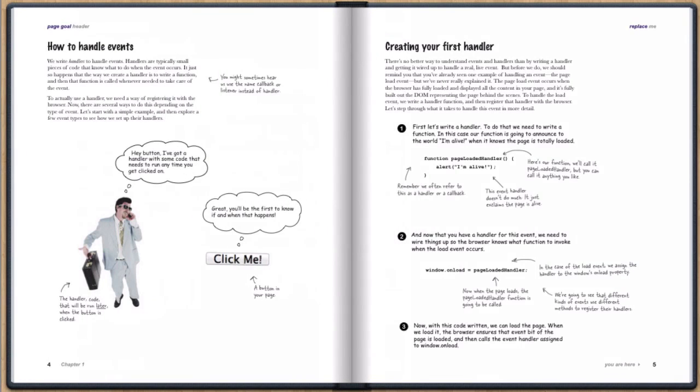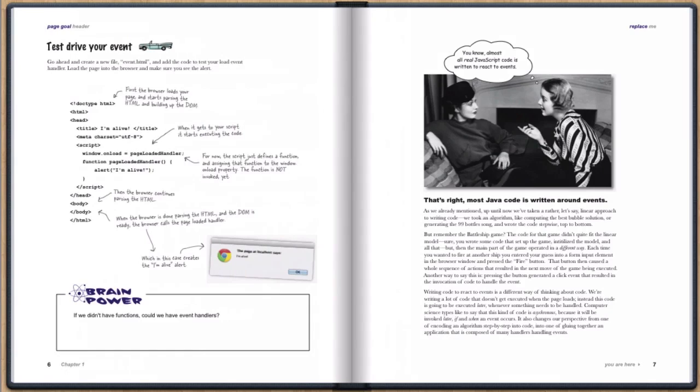Now, the thing to note about events is that a lot of the time, when you write JavaScript code, that code is all about responding to events. That's the case whether you're writing code for the browser, like we're doing in this book, or whether you're writing JavaScript code in another context, like Node.js, for instance. Node.js is just a system that lets you run JavaScript on the server.